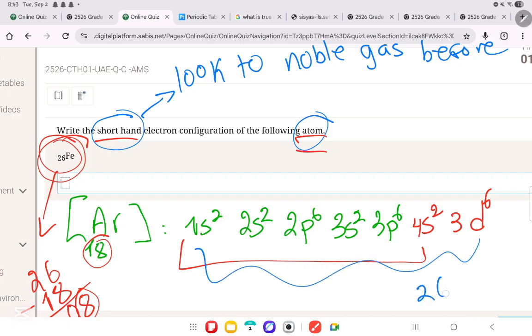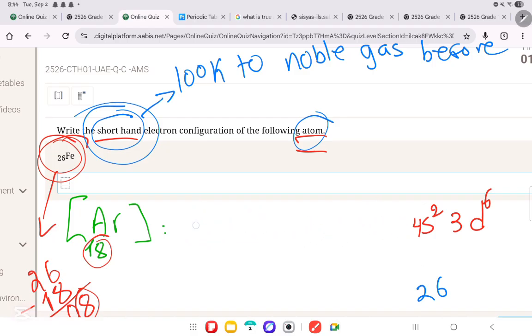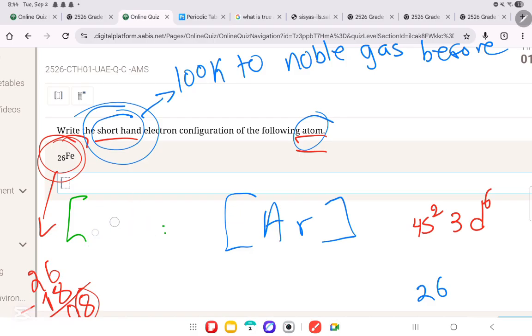But if we want to write it in the shorthand electron configuration, we will take away the ones that belong to argon, right? Which is everything in green. So you will take it away, and you will replace it by what? By very simply brackets Ar, argon. So what is the finalized configuration of Fe26 in the shorthand form? It is argon 4s2 3d6.